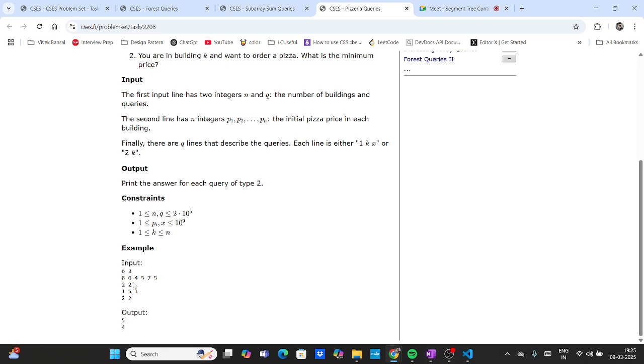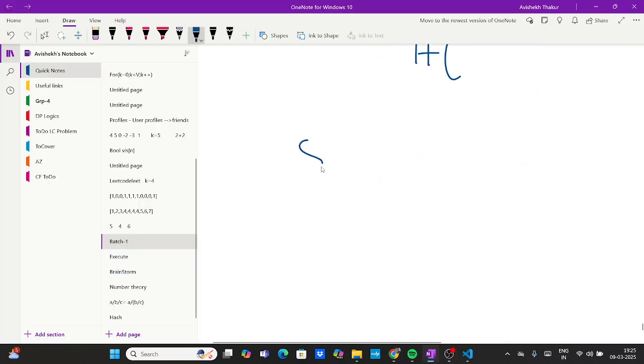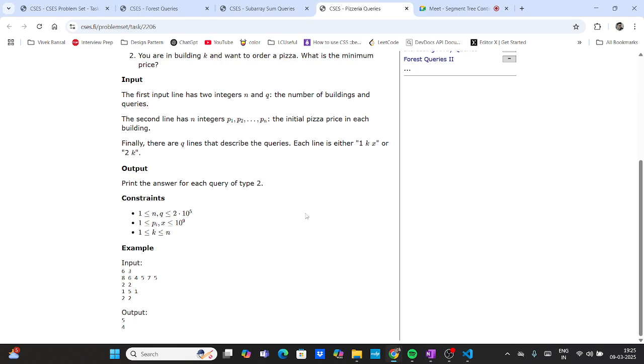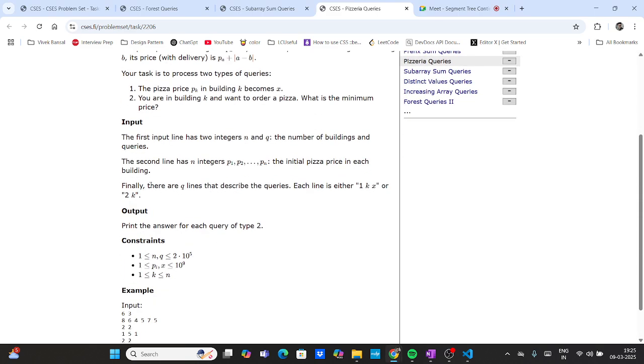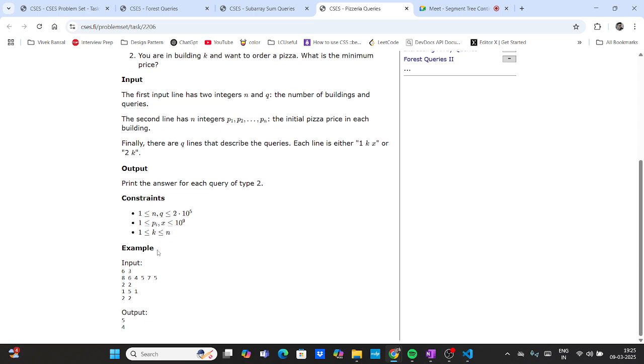Are we reading something wrong? See, the first query is 2 2. Wait, guys, we need to wait.